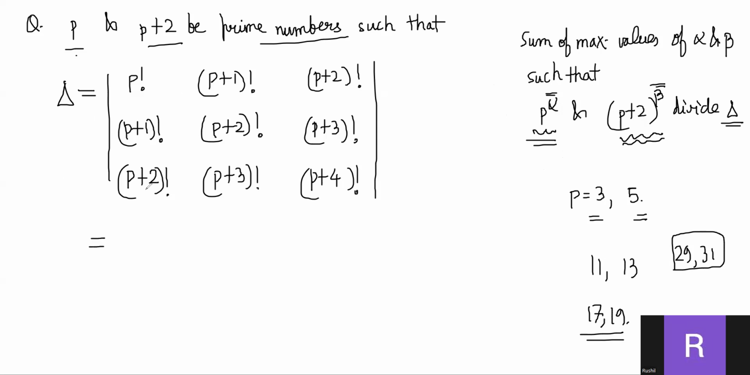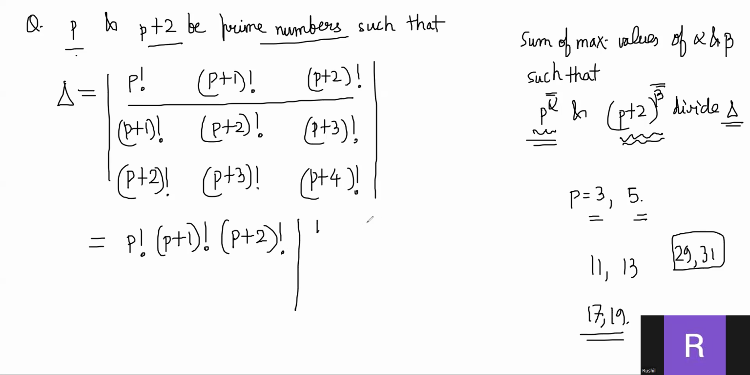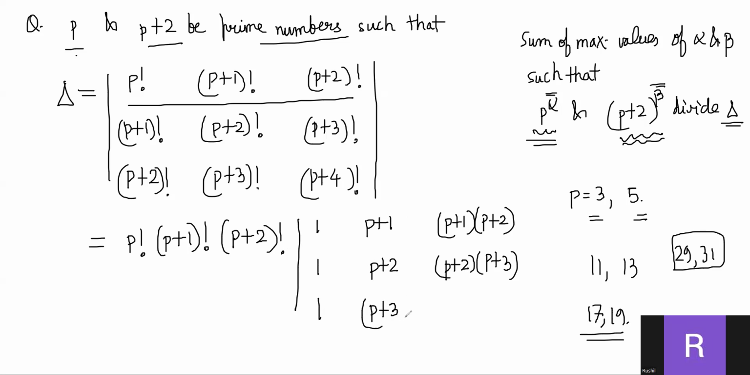The point is to factorize. What's the big deal? Take common from the first row P factorial, from the second row P plus 1 factorial, from the third row P plus 2 factorial. You'll be left with 1, P plus 1, P plus 1 times P plus 2. Similarly 1, P plus 2, P plus 2 times P plus 3. Then 1, P plus 3, P plus 3 times P plus 4.